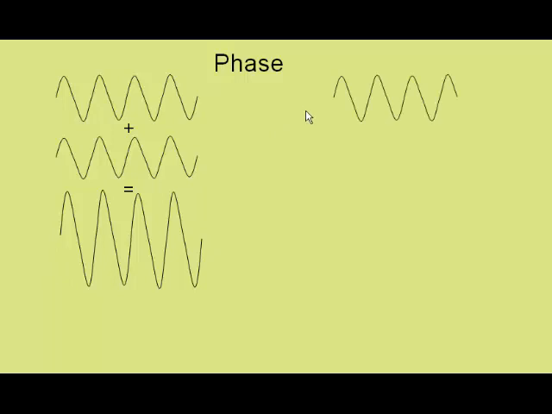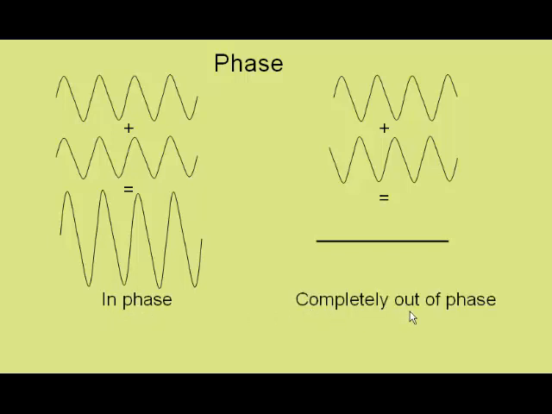This wave is not in line with this wave. Now peak meets trough, trough meets peak. They would add to give a straight line. They completely cancel each other out. We say that these waves are in phase, whereas these waves are completely out of phase. Anywhere between the two situations is possible.